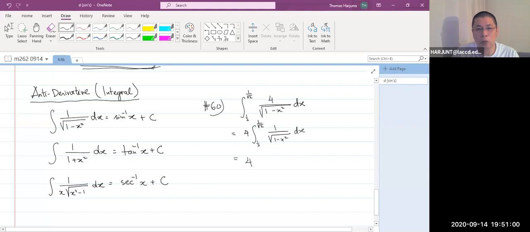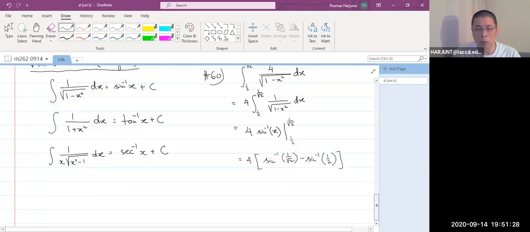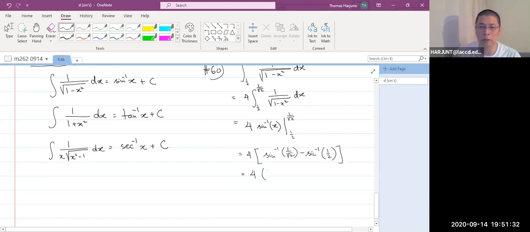But this is 4 times what? Sine inverse of x from 1/2 to 1 over radical 2. This is 4 times sine inverse of 1 over radical 2 minus sine inverse of 1/2. Now, what is sine inverse of 1 over radical 2? Pi over 4, right? What is sine inverse of 1/2? 30 degrees, right? Pi over 6. It has to be in radians though.